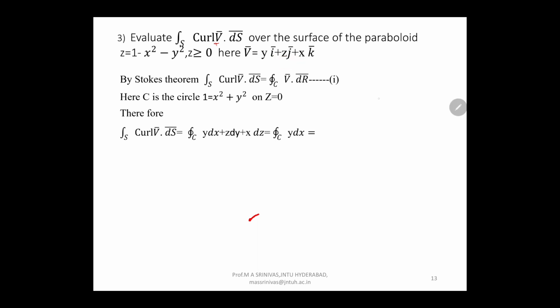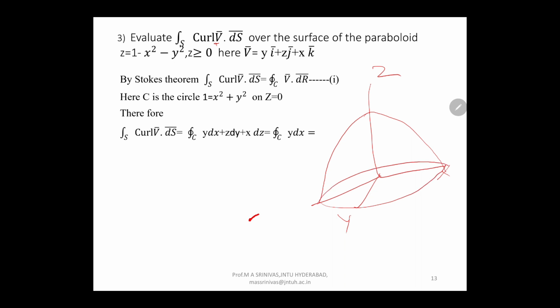So if I draw the figure for it, what is the surface? This is the y-axis, this is the x-axis, and this is the z-axis. You have the paraboloid. This is the paraboloid, and this is my curve C, and this is my surface S. So by Stokes theorem, S we know, C we know, and the surface integral value is equal to the line integral value. That's what Stokes theorem is saying.